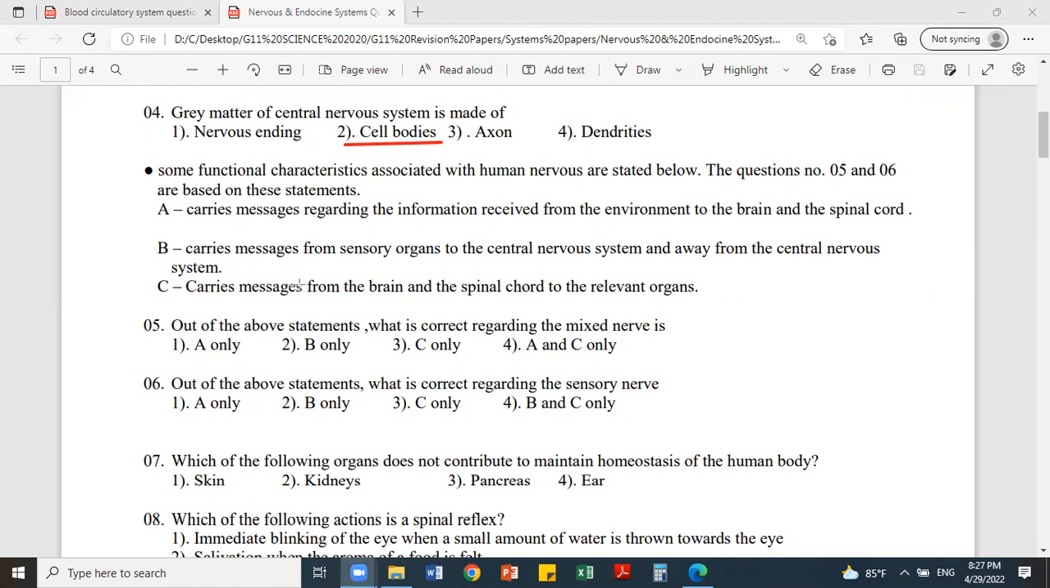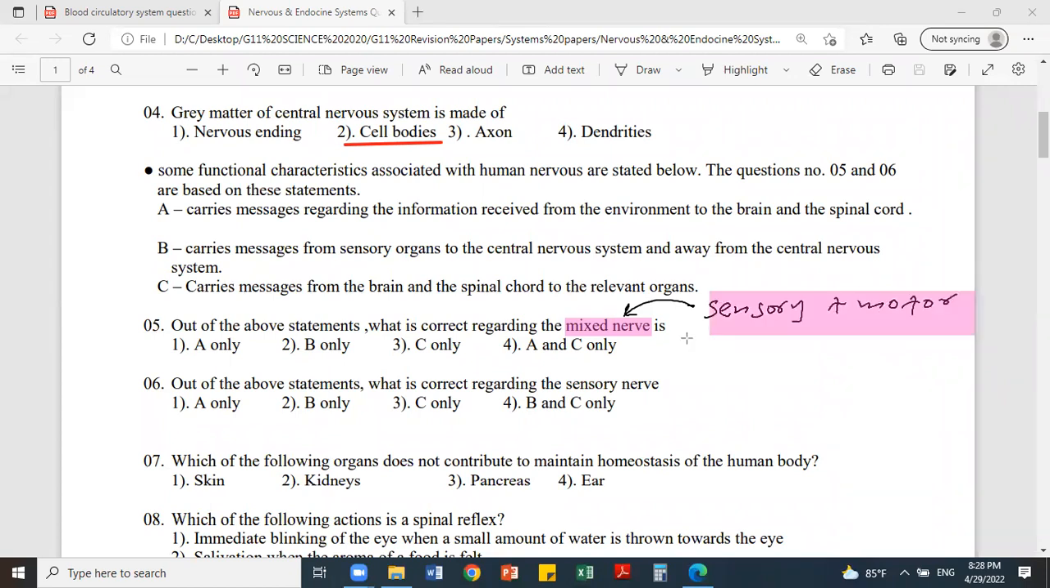The next one, question number 5. Out of the statements, what is correct regarding the mixed nerve? Please highlight the words mixed nerve. What is the meaning of mixed nerve? Please put an arrow towards the mixed nerve and write: mixed nerve means sensory neuron plus motor neuron. Please write, everyone. Sensory plus motor together is known as mixed nerve.